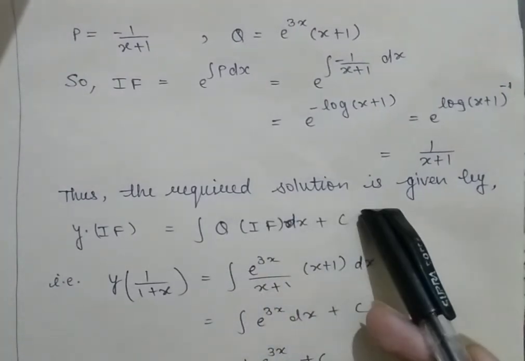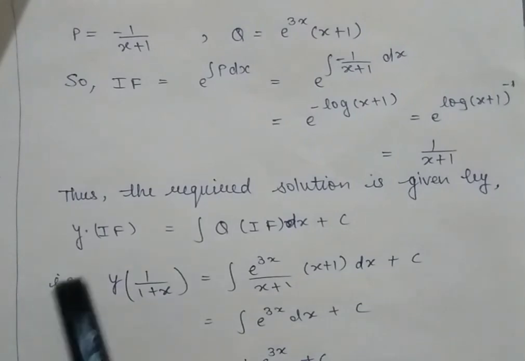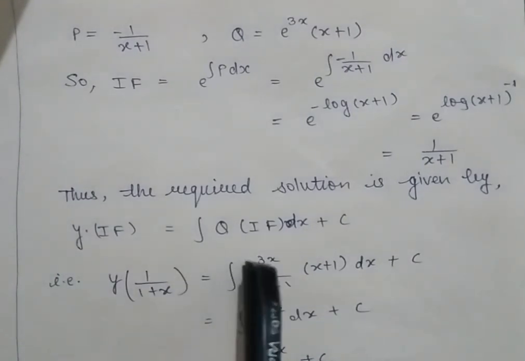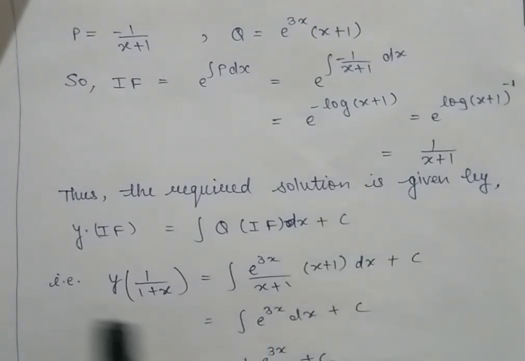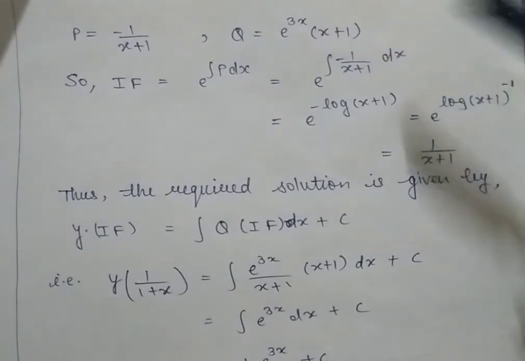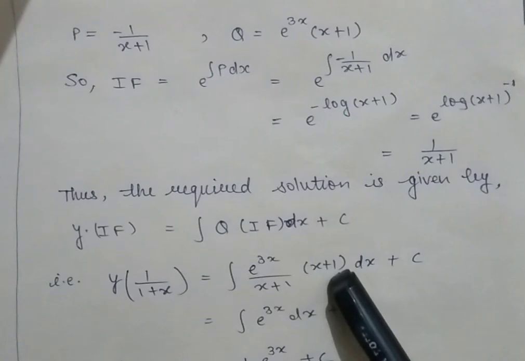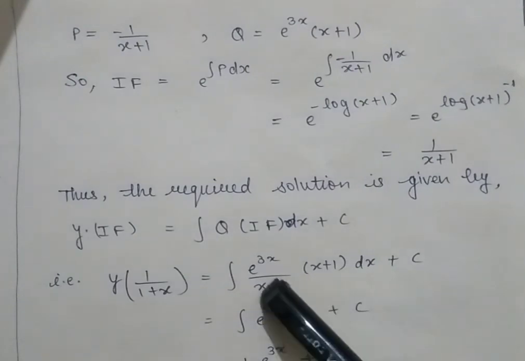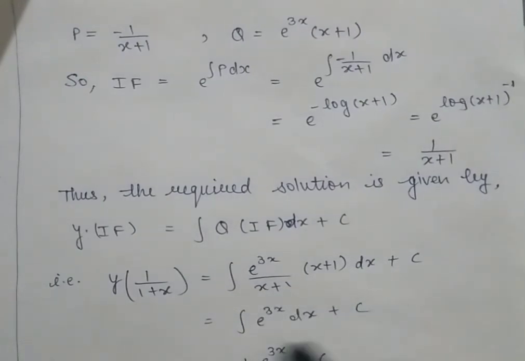Thus the required solution is given by y into integrating factor, since we have formed dy by dx plus py equal to q. So y will multiply with the integrating factor, equal to integral q into integrating factor dx plus c. The integrating factor is 1 upon x plus 1, so y into 1 upon x plus 1 is equal to integral of q, which is e raised to the power 3x into x plus 1, and the integrating factor is 1 upon x plus 1. So 1 upon x plus 1 is here, dx plus c, equal to integral e raised to the power 3x dx plus c.